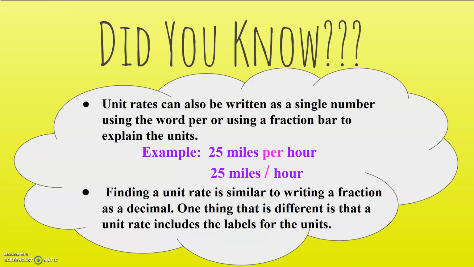Unit rates can be written as a single number using the word per or using a fraction bar to explain the unit. So miles per hour is a rate. It has two separate units, miles and hours. 25 miles per hour is the same as 25 miles fraction bar hour, which we still read as per. Just like in ratios, there are different ways to write it. There are 2 different ways to write rates.